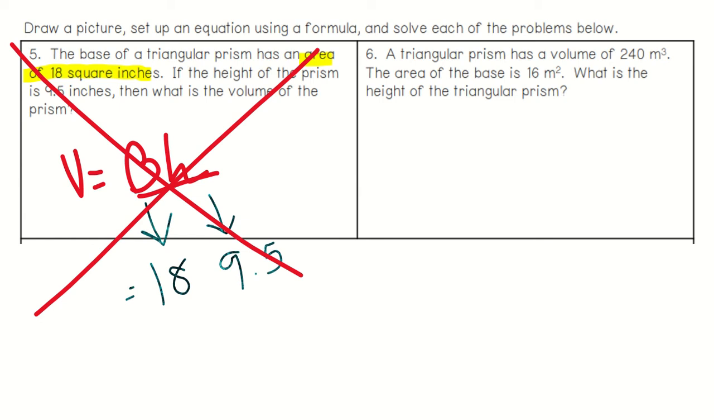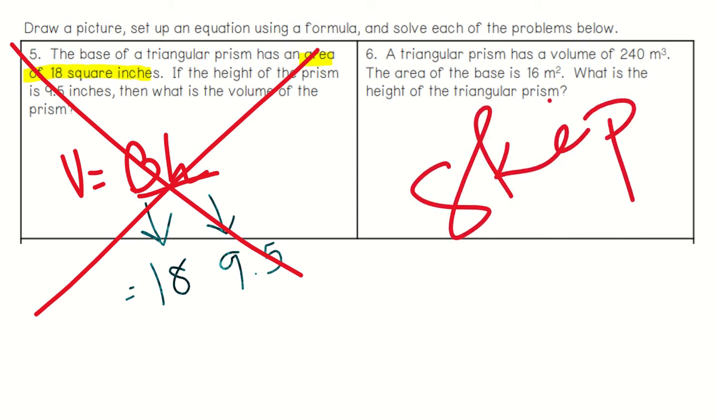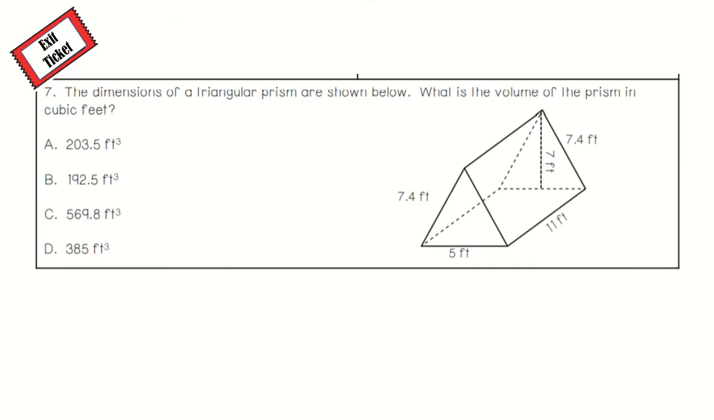Let's look at number 6. A triangular prism has a volume of 240. Okay, we're going to skip this one as well. Sorry guys, I didn't look over this. These are working backwards. We'll get to that on a different day.